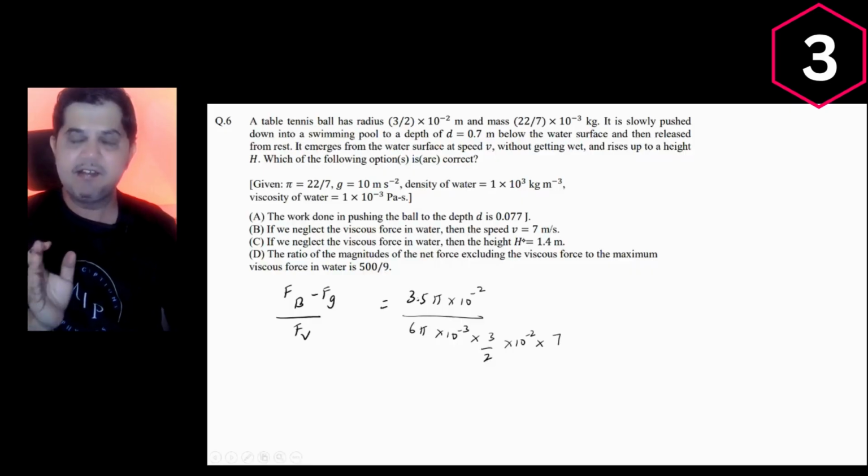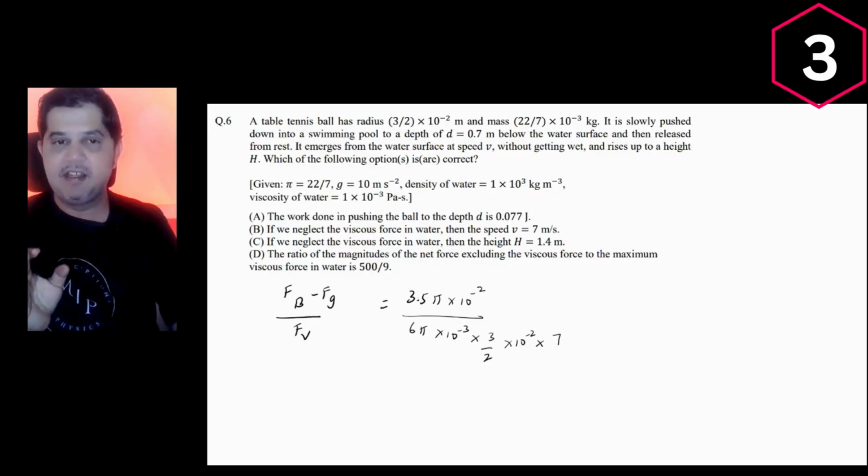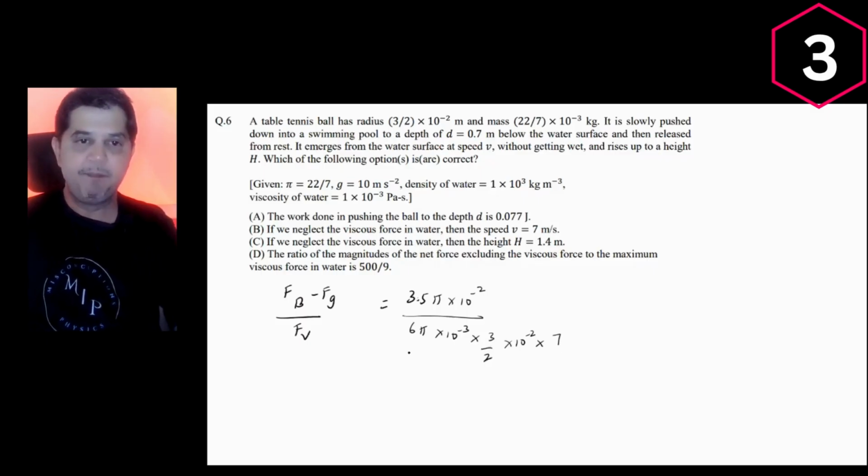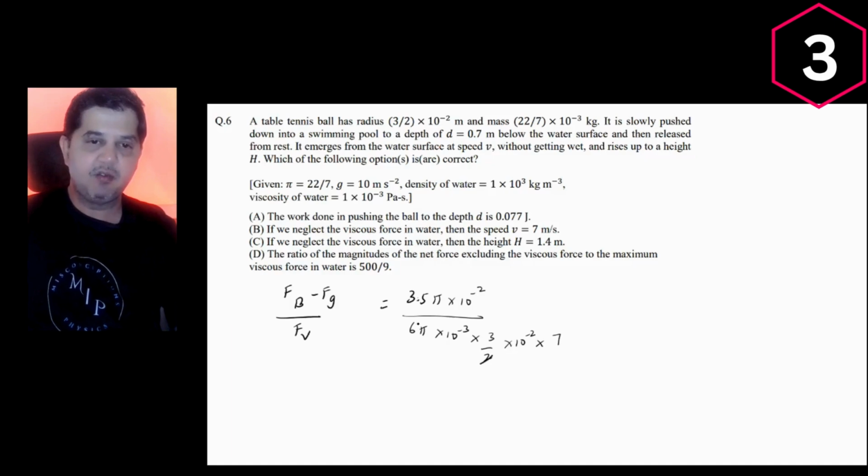Do you think this is correct? This is incorrect. The reason is because we have assumed it to be 7 meter per second. It may not be equal to 7 meter per second. It might be lesser initially. So for a given range only, it can be 7. But anyway, nothing is given over here, so we'll just assume like this. Okay.